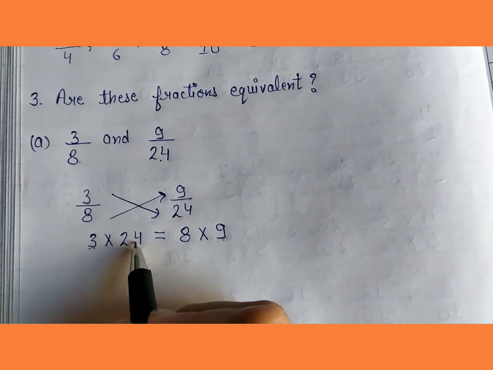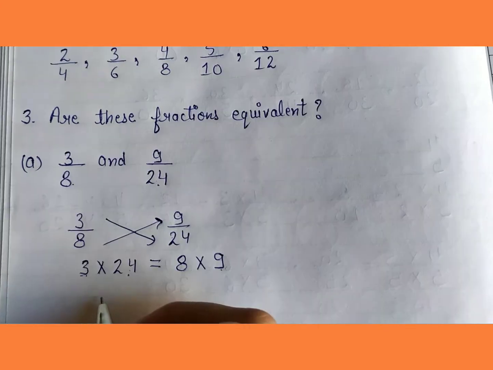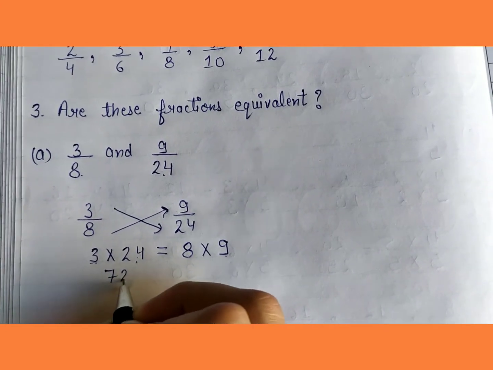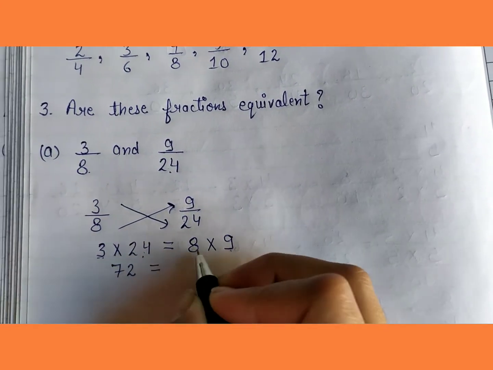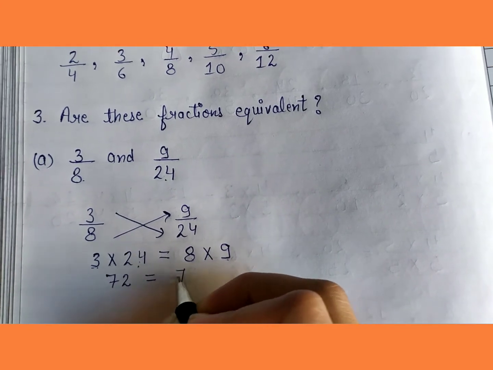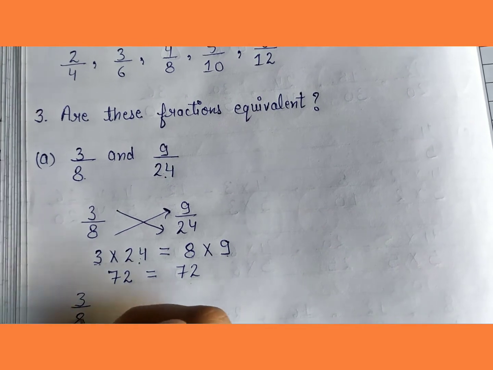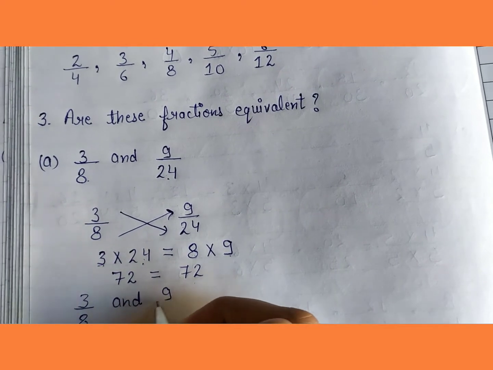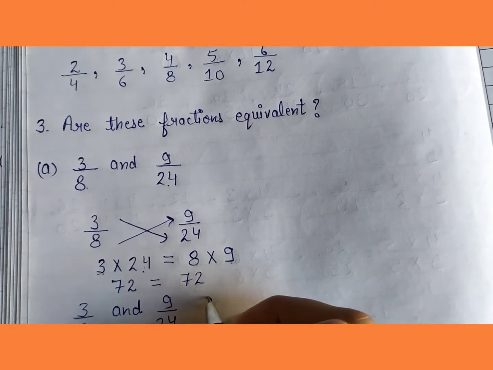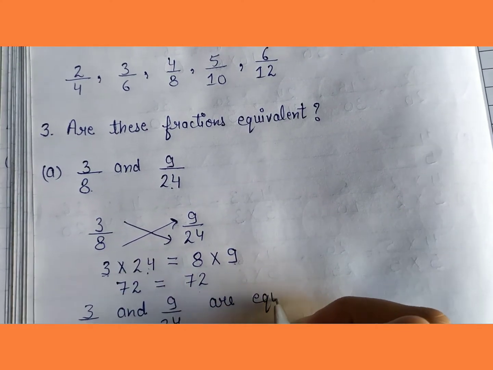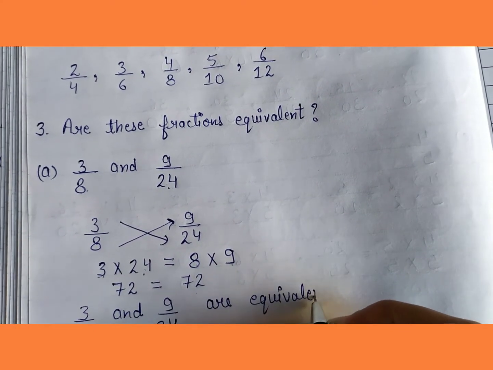3 multiply 24 equal to 72. Write 72. Equal 8 multiply 9 equal to 72. Both are equal. It means 3 upon 8 and 9 upon 24 are equivalent fractions.